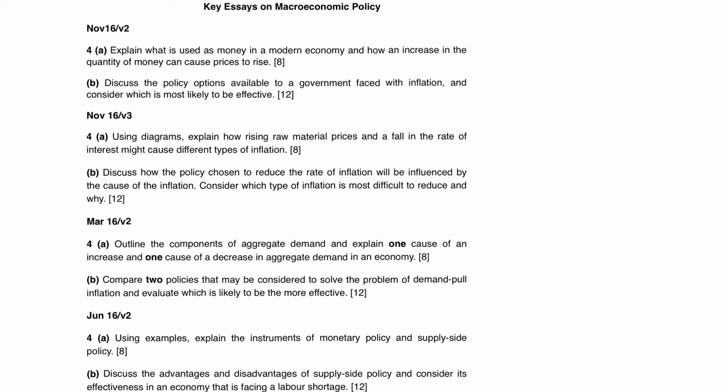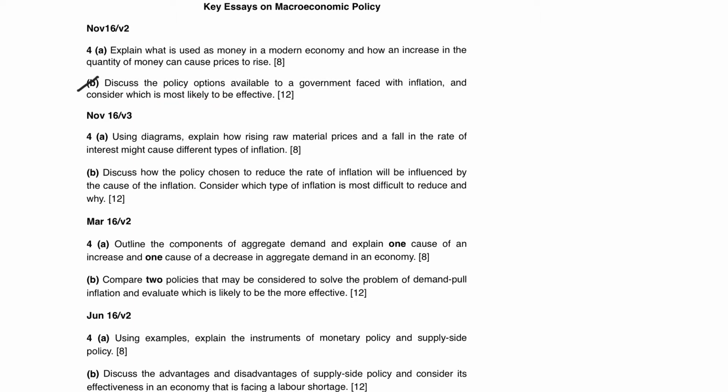The first question that I'm going to discuss is November 16 variant 2, and I'm not going to do the first part. I'm just going to focus on the second part, which is a policy question, which says: discuss the policy options available to a government faced with inflation and consider which is most likely to be effective.